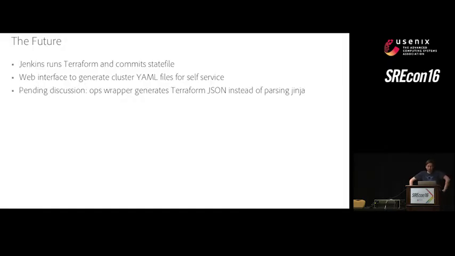So the future, we want Jenkins to run Terraform and commit the state file for us, because right now we're just running it on our machine, which is okay. Basically, we want to change the YAML file, hit push, and then let Jenkins do it for us. We also want a web interface in front of this project to generate the YAML files for us, so that we can have a front-end engineer going in there and check the boxes that say, I want the front end piece and I want the VPC piece, and I don't need Puppet or Nagios, so let's just use those pieces. And then I would also really like to use the ops wrapper to generate JSON instead of parsing the Jinja, because it still feels a little dirty. But for now, it's working for us.